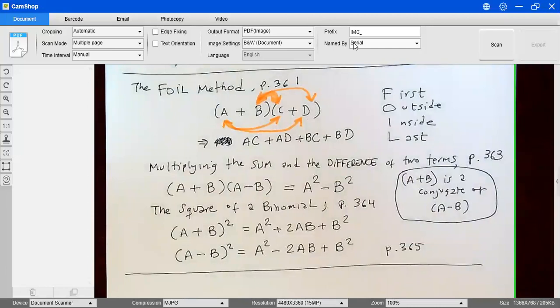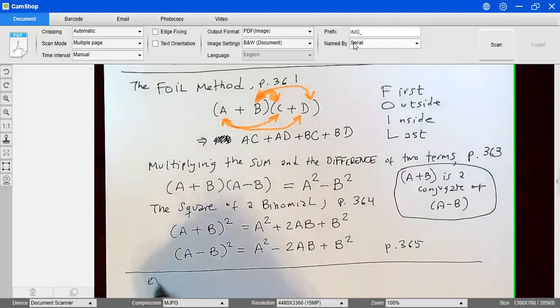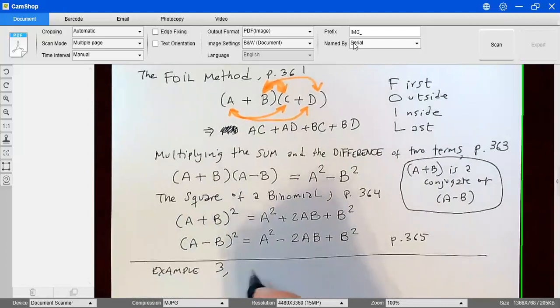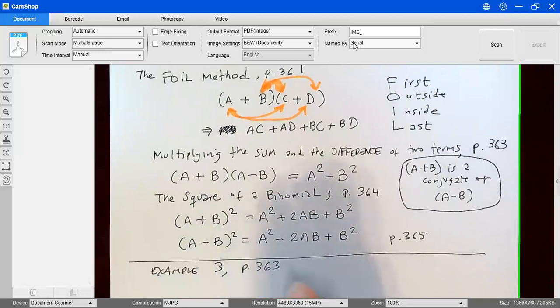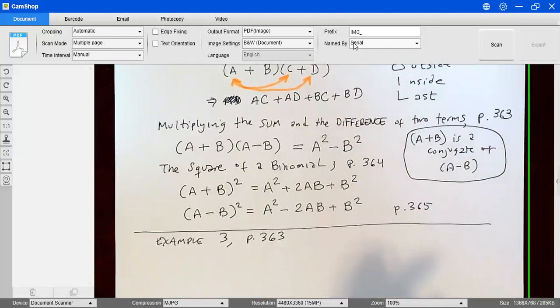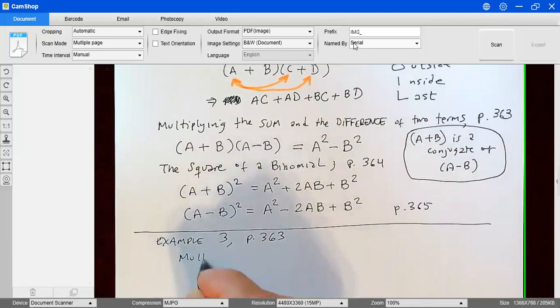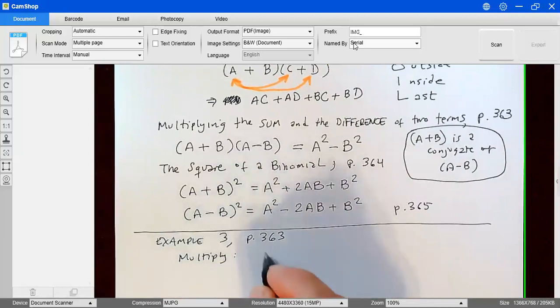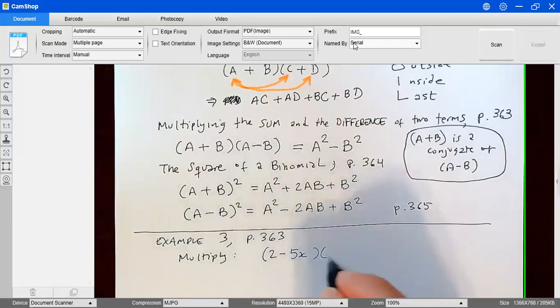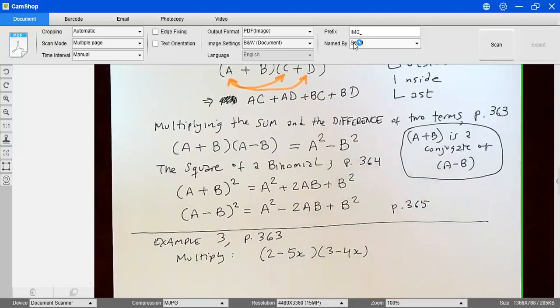So we're going to start with example 3. Example 3 is on page 363. We're going to multiply (2 minus 5x) and (3 minus 4x) by using the FOIL method.